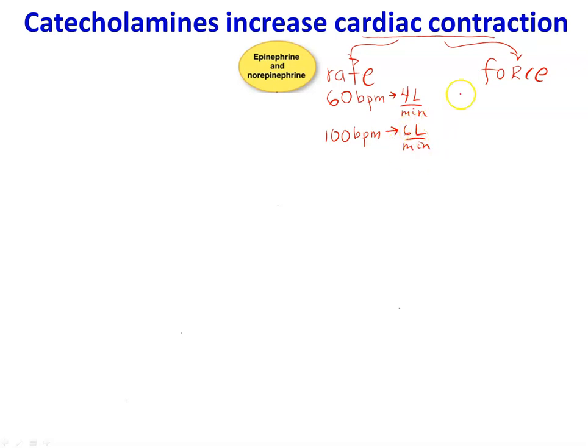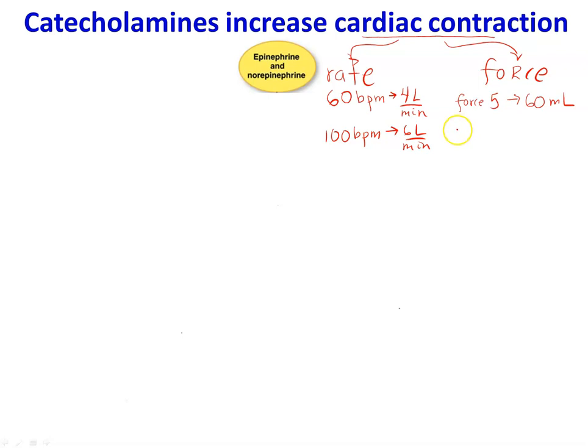Okay, now contraction force is different than contraction rate. Okay, contraction rate is how fast I squeeze the ventricles, but contraction force is how strong I squeeze the ventricles. Okay, and the stronger I squeeze the ventricles, the more blood I can eject per ventricular contraction. Okay, so let's run some numbers. Okay, so let's say if I squeeze with a force of 5, that allows me to eject 60 milliliters of blood.